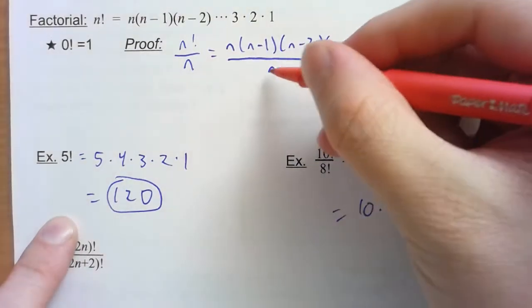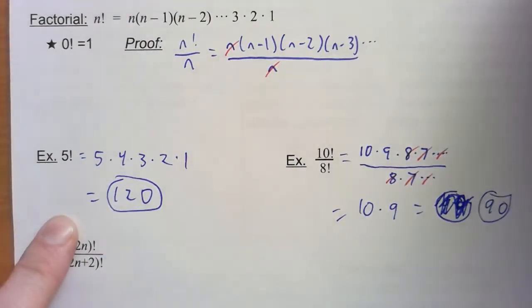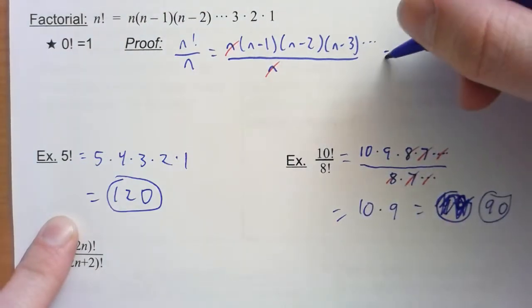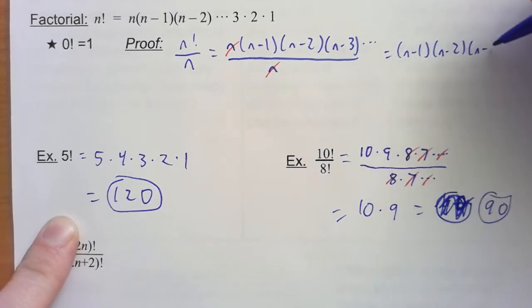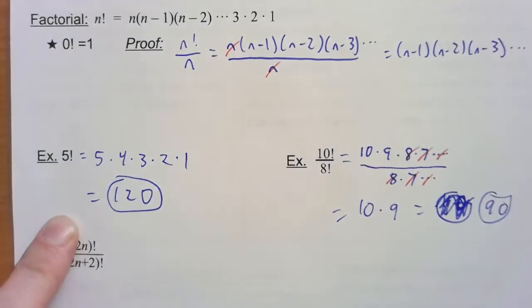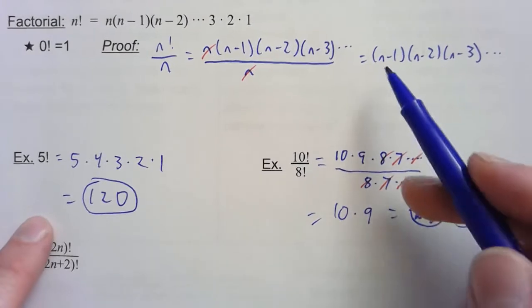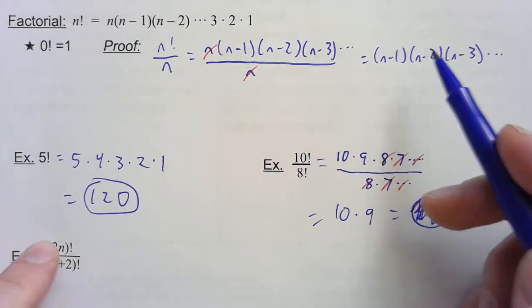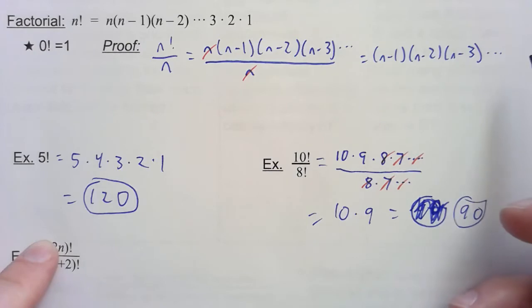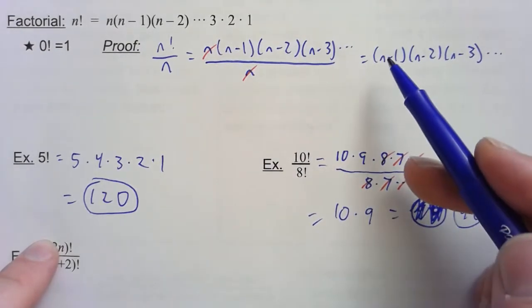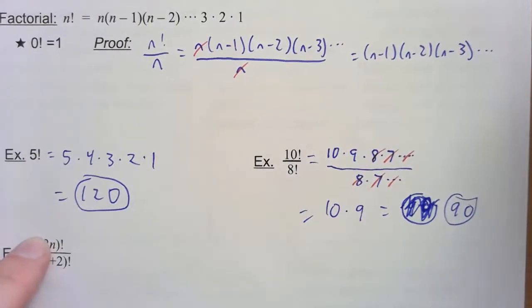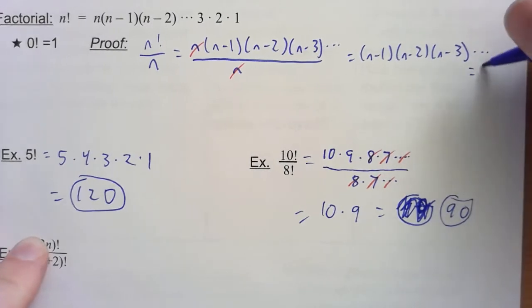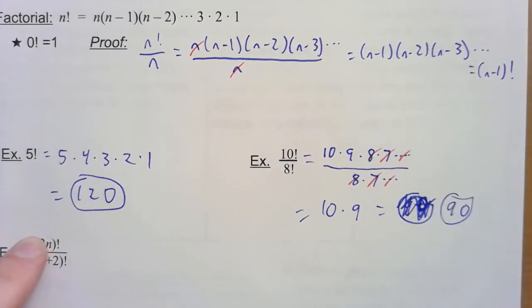Well, take a look at what happens. The n's cancel out, and we just have all of this left here. We have n minus 1, n minus 2, n minus 3, and so on. Well, what is that? N minus 1 times the next smallest number times the next smallest number, going all the way down to 1, of course, right? Well, that's n minus 1 factorial. So n factorial over n is going to equal n minus 1 factorial.